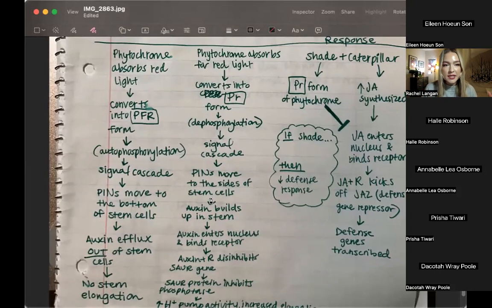So the receptor that detects red versus far red light is called phytochrome. And phytochrome can be in two different forms, either PR or PFR. So let's look at on the left here. Can you all see my mouse, by the way? If I move my mouse? Or no? Yeah. Yeah? Okay, cool. Okay, so looking over here.